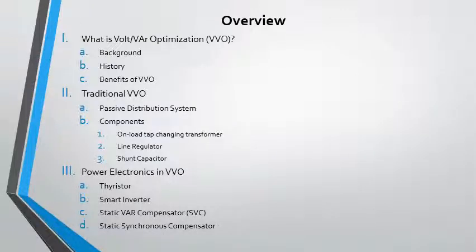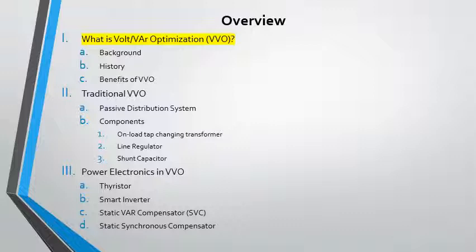This is an overview of what we're going to be covering today. First, we're going to start with what is Volt-VAR Optimization, background, history, and some of the benefits of it. Then we're going to be moving to traditional VVO methods, such as the passive distribution system and its components as well. Then we're going to be talking about power electronics, such as the thyristor, smart inverter, the static VAR compensator, and static synchronous compensator.